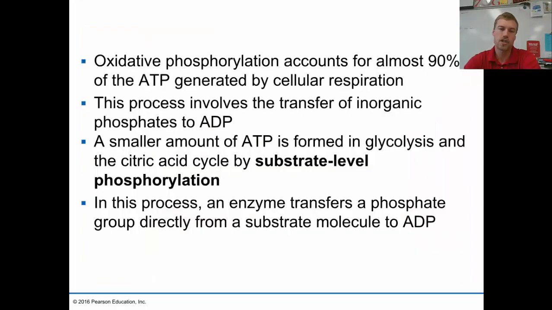Now, oxidative phosphorylation is what accounts for almost 90% of the ATP generated by cell respiration. Most of that energy that is released is used there. However, there is some formation of ATP during glycolysis and the citric acid cycle, and it is done by what is called substrate level phosphorylation. In this process, we have an enzyme that is going to transfer a phosphate group directly from a substrate molecule to ADP, which is why it's called substrate level phosphorylation. In oxidative phosphorylation, you just have a free-floating phosphate that is added to the ADP that's going to form ATP.